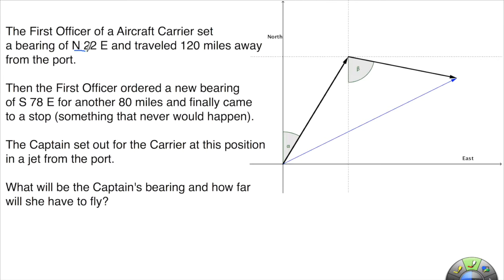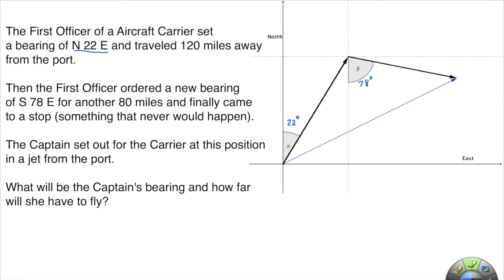Here we have this north 22 degrees east, and I have the vector of the boat going in that direction. So this angle here has to be 22 degrees. Then after he changes his course, he's going to go south 78 east. Now to get the bearing straight, you need another north, south, east, west coordinate system. And since he's going south and then east, this other angle here is going to be 78 degrees.